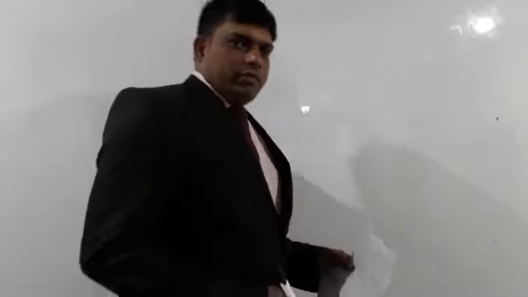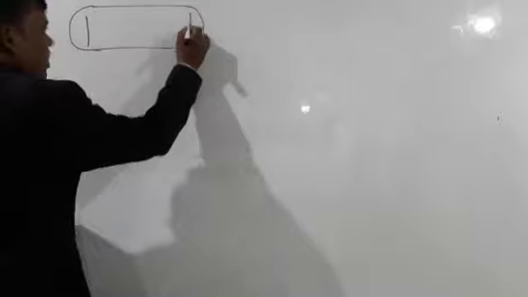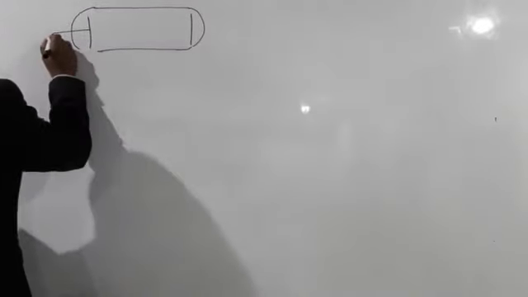Now we will discuss the concept of the photoelectric effect briefly. The photoelectric effect is the concept for which Einstein was awarded the Nobel Prize. In this experiment, there is a discharge tube. There are two electrodes at the two ends of the discharge tube.